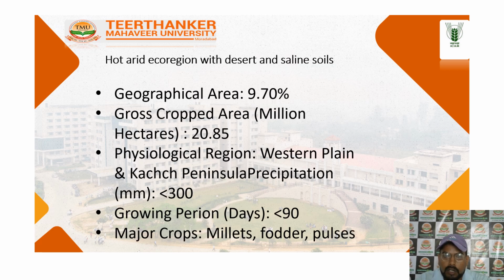Next is the hot arid ecological region with desert and saline soil. Let us classify each one by one. The first is the geographical area: it has a 9.7% share of the total geographical area, and the total area is 20.85 million hectares. The region is available in the western plain, like Kashmir. The annual rainfall is less than 3000 millimeters, and the growing period is less than 19 days, the same as the cold ecological region. The major crops grown are millets, fodder and pulses.